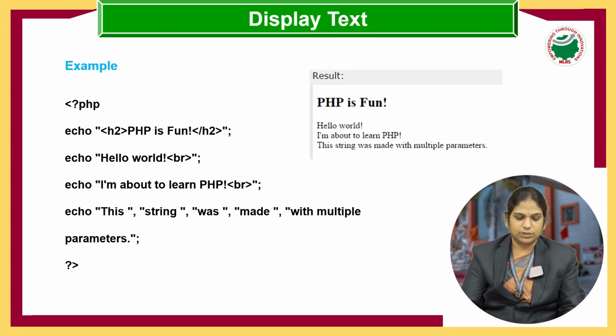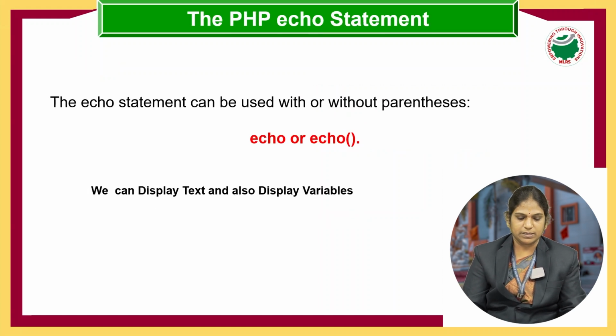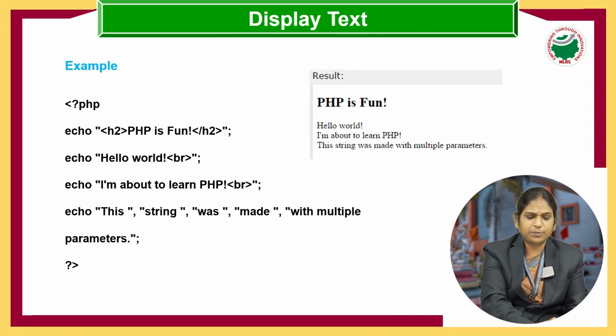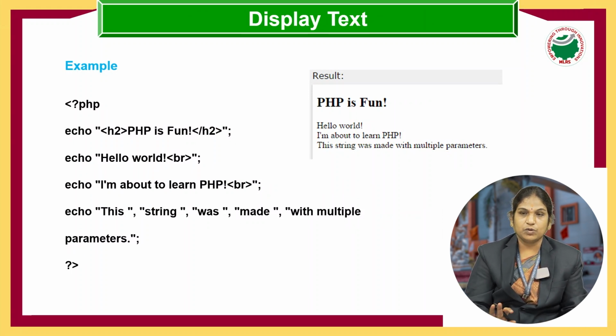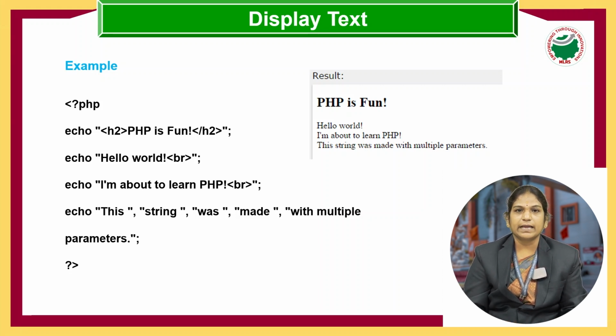To display text on the screen with the echo statement: PHP echo h2, which is the header style, PHP is fun, and close the h2. In HTML, we have different styles of headers: H1, H2, H3, H4, H5, H6, six types of header styles. Based on its type, its size is going to decrease. H1 is larger, H2 is a little bit smaller. Like that, it has different sizes of text which will be displayed as the header on the screen.